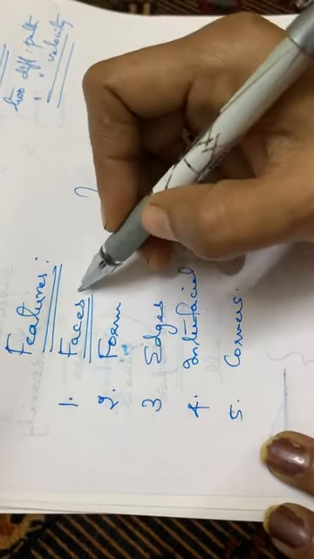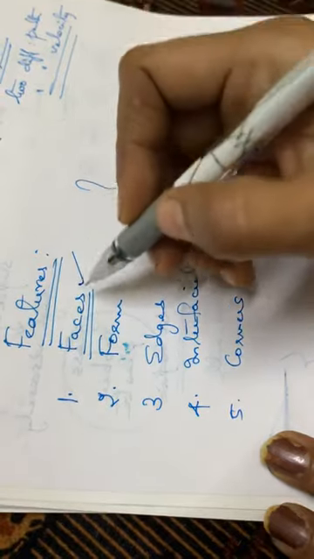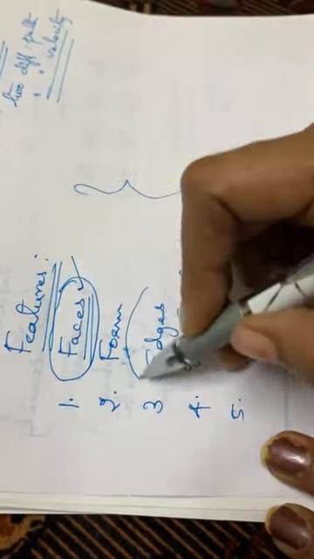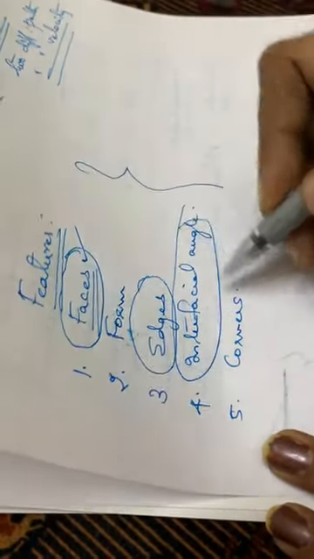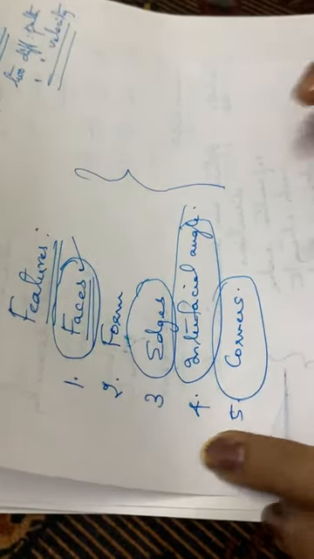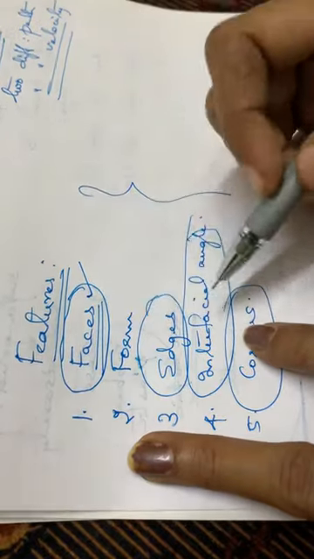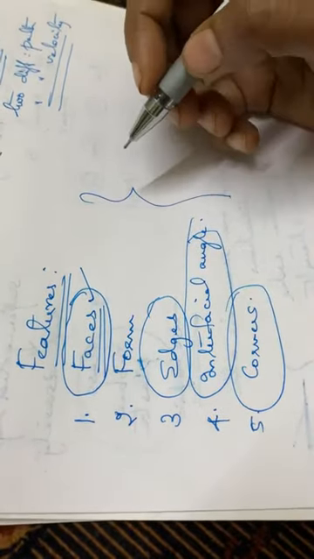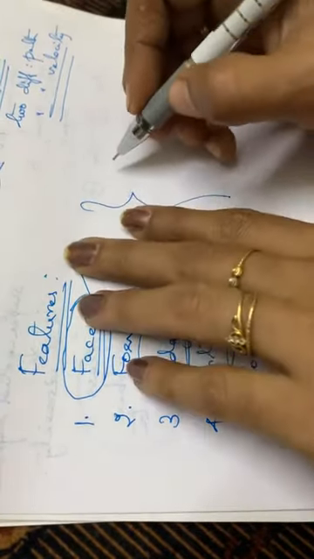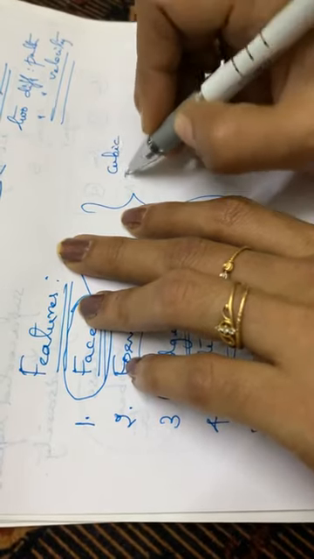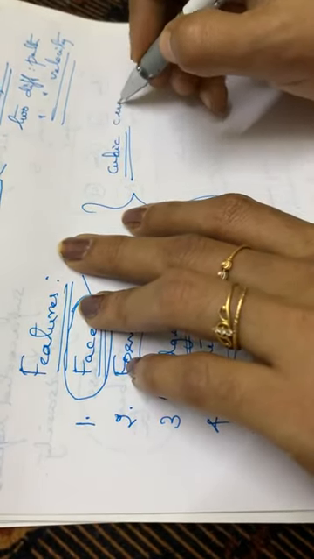So the important features are, the first one, faces. Mainly we have to go through the faces, then edges, then interfacial angle, then corners. These are some of the features of a crystal. Now you have to go through one by one. Here in solid state mainly we are dealing with the cubic crystals.